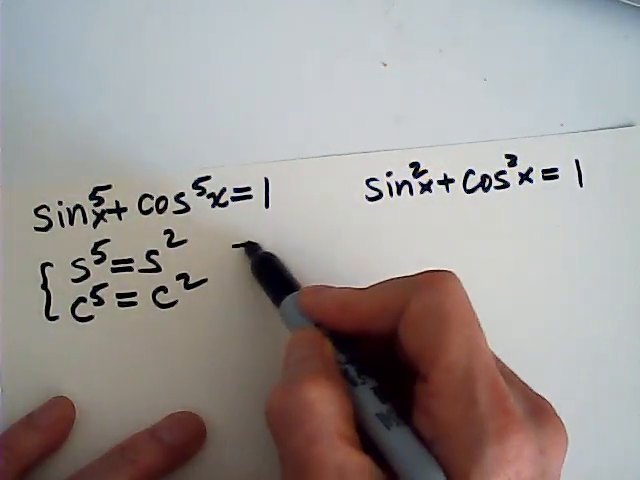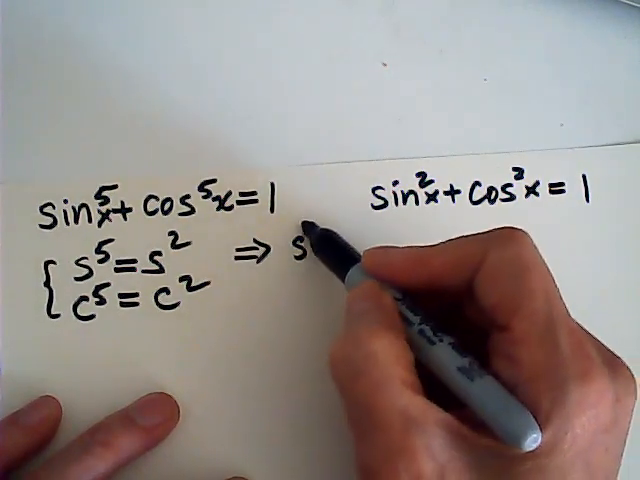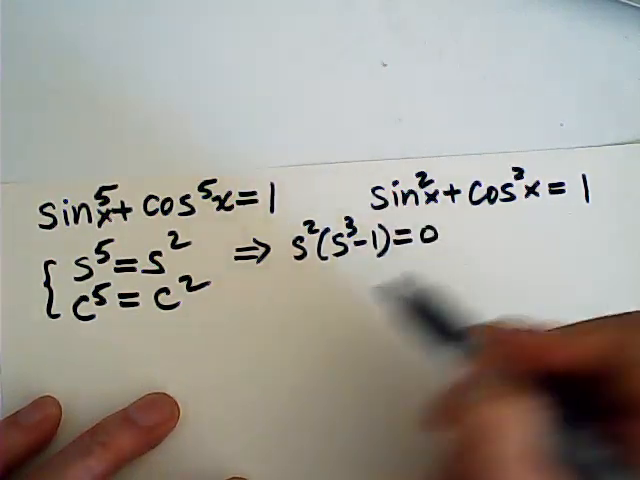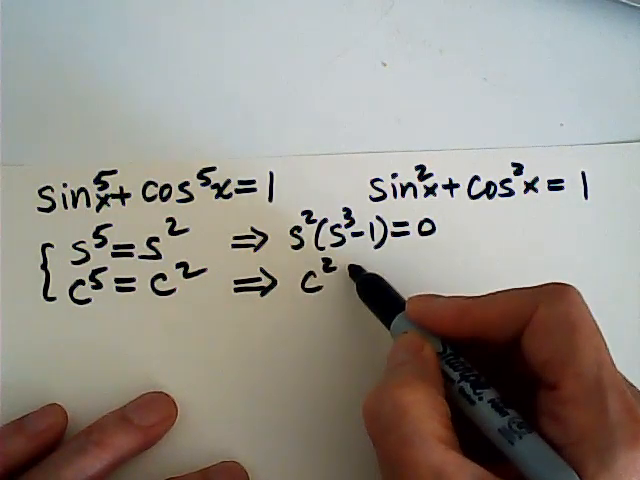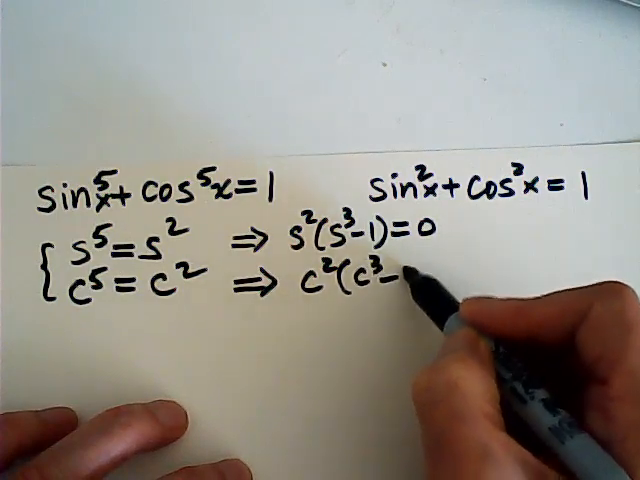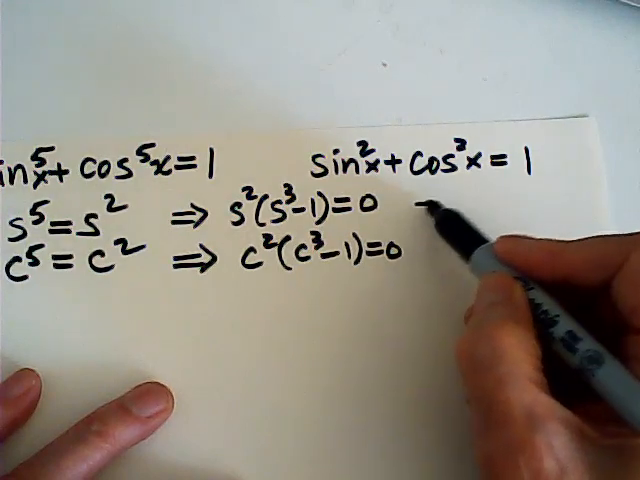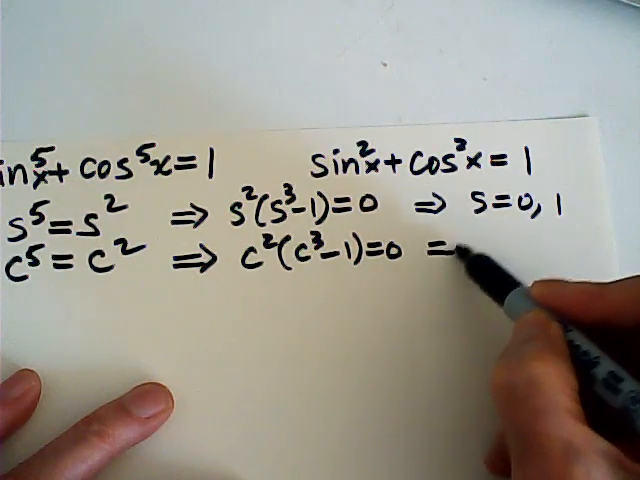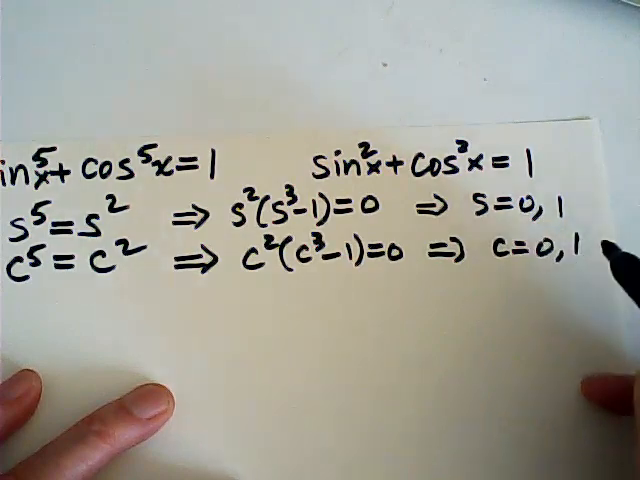And from this equation, we have sine squared times (sine cubed minus 1) equal to 0, right? From this equation, we have cosine squared times (cosine cubed x minus 1) equal to 0. And from this equation, we have sine x is equal to 0 or 1. From that equation, we have cosine x equals 0 or 1.